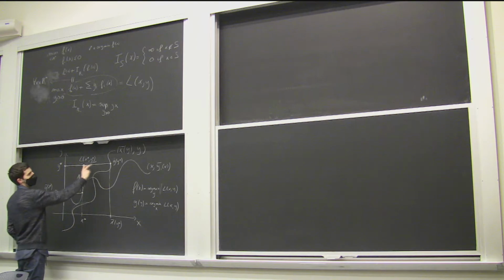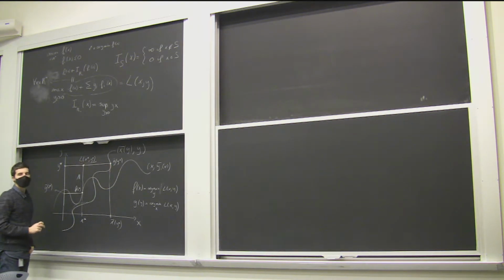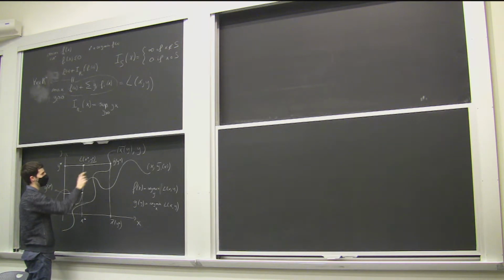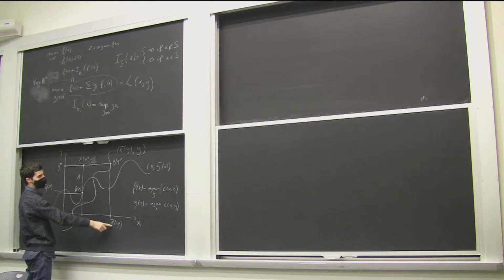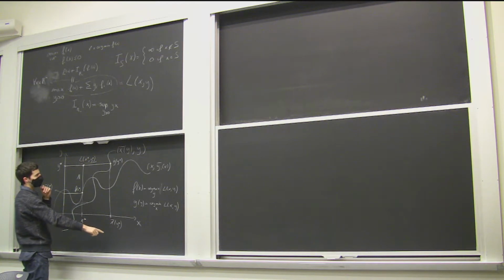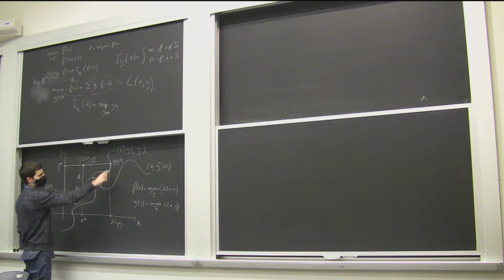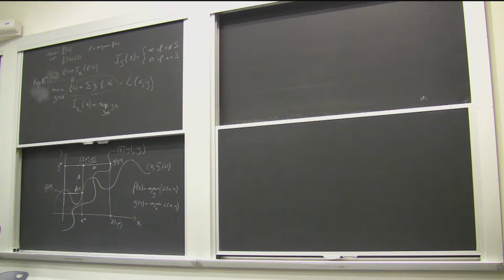And the same thing between these two. Which one is larger? Yes? G is larger. No, because player 1 wants to minimize. So x bar is the best move for player 1, and so it means this one is smaller.